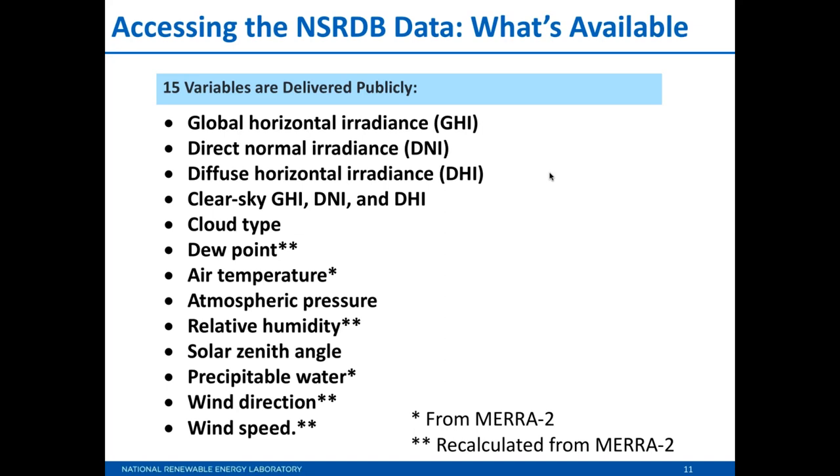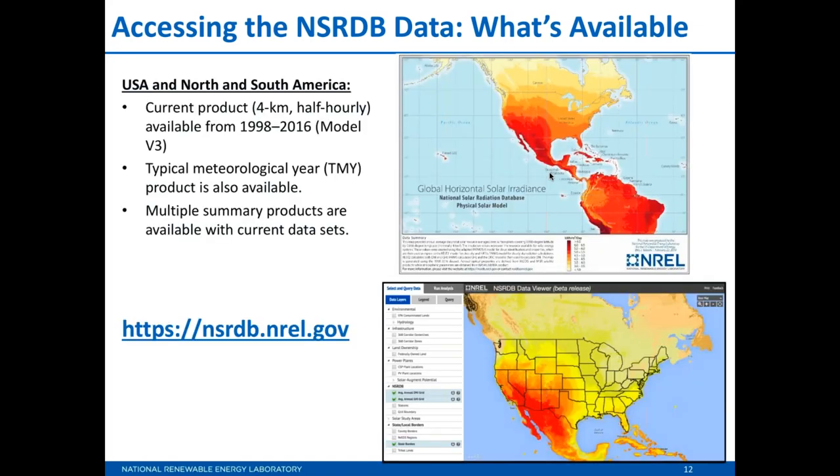As you can see, the variables marked by a single star come from MERRA-2. Of course, they are downscaled and interpolated to essentially match the 4-kilometer grid, because MERRA is a much lower resolution data set in terms of spatial resolution. The ones which are marked by double star are recalculated using some MERRA variables because they are not directly available from MERRA-2.